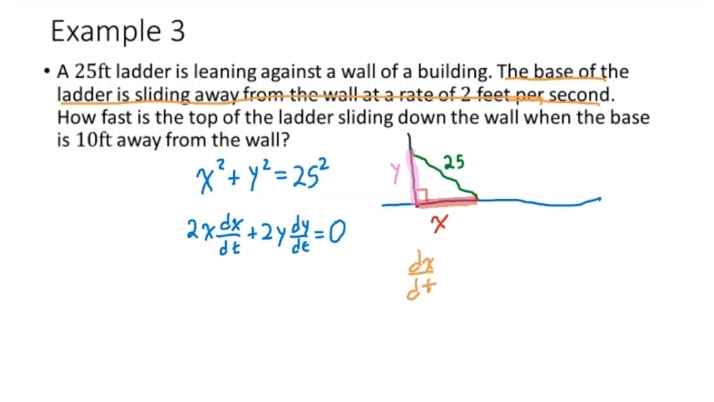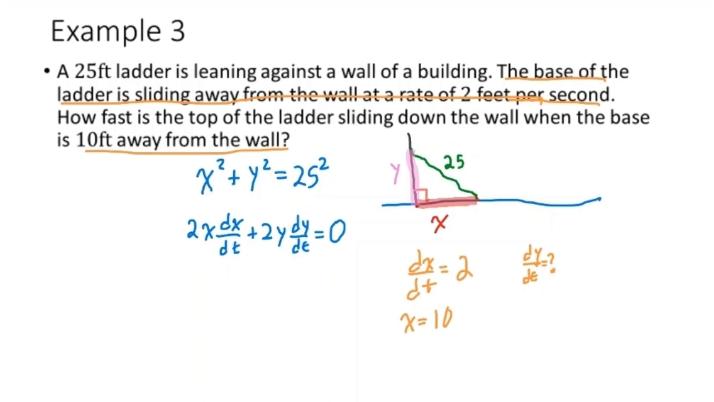The dx/dt would represent the rate at which the base of the ladder is sliding away from the wall. Since the ladder is sliding away from the wall, that means x should be increasing. So our derivative will be positive. As for the quantity, it would be 2. Make sure you are careful with signs. If the variable is increasing, the derivative should be positive. If the variable is decreasing, its derivative should be negative. dy/dt is unknown and is the value we're looking for. And we're looking for dy/dt for when x equals 10, since they tell us we want to know how fast the ladder is falling when the base is 10 feet away from the wall.